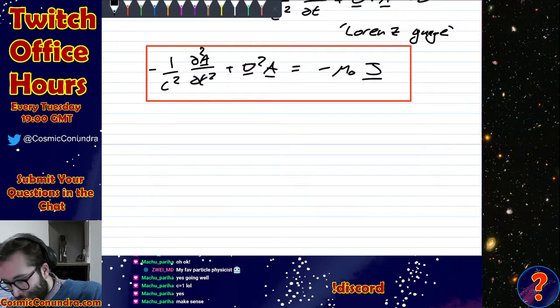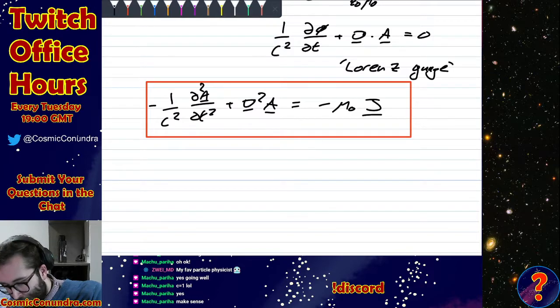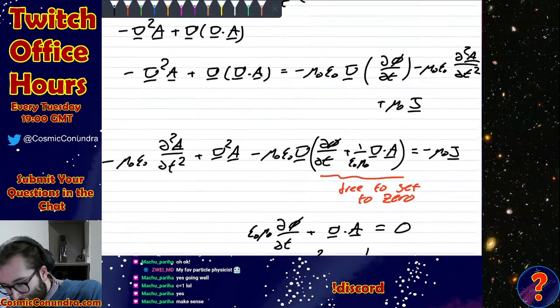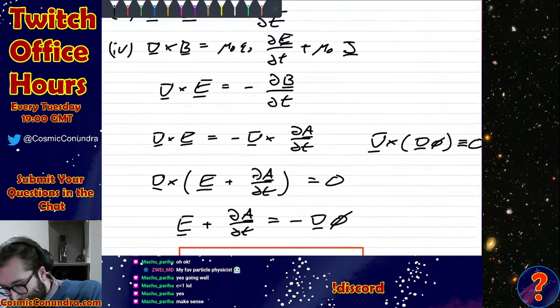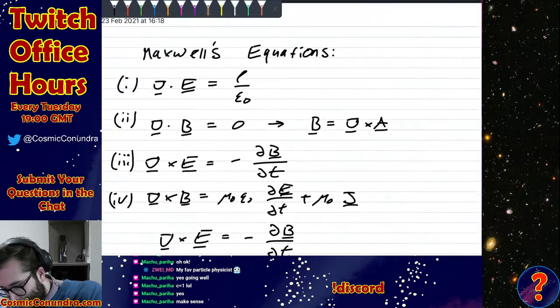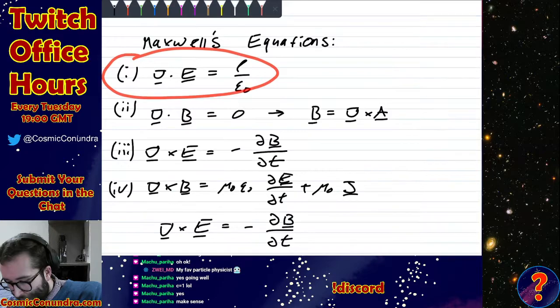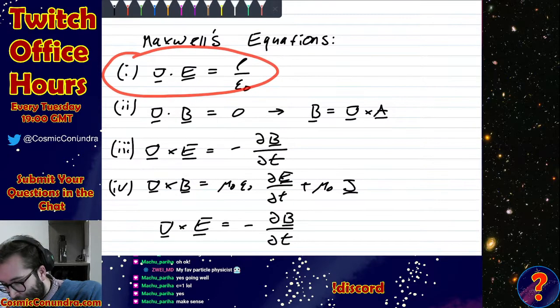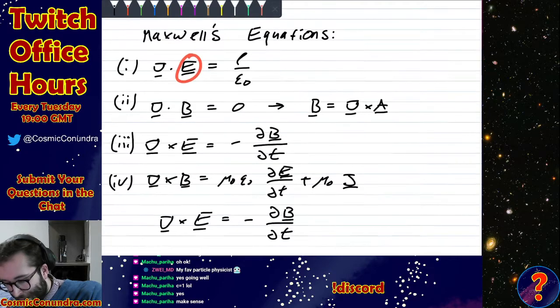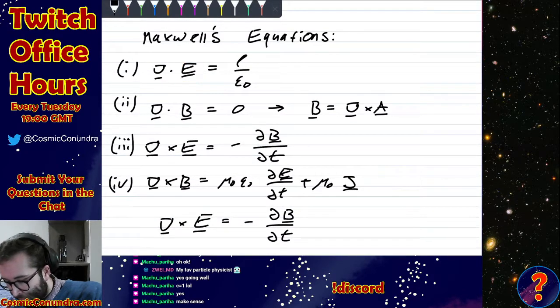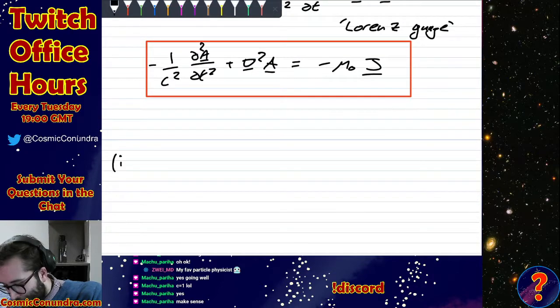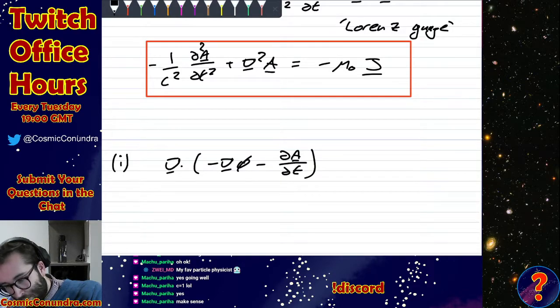And now I'd like to get a similar equation for the scalar potential phi. So the way I do that is I'm going to use equation 1, that the divergence of E is rho over epsilon naught, and I'm also going to have to use the gauge condition. So writing E as the expression in terms of potentials we have, equation 1 just becomes divergence of minus grad of phi minus dA dt is equal to rho over epsilon naught.